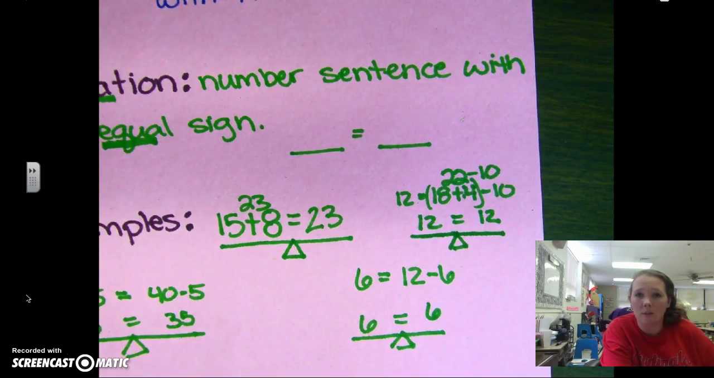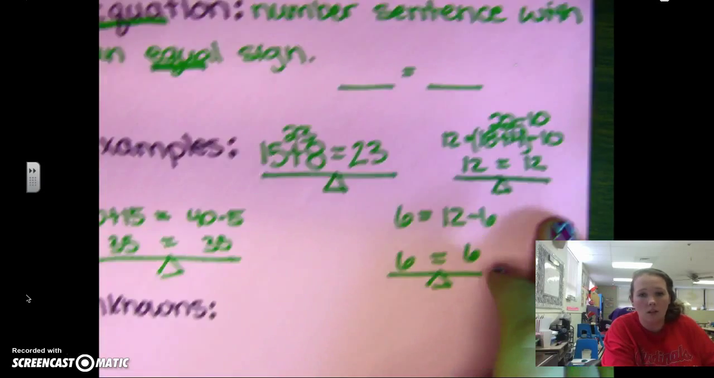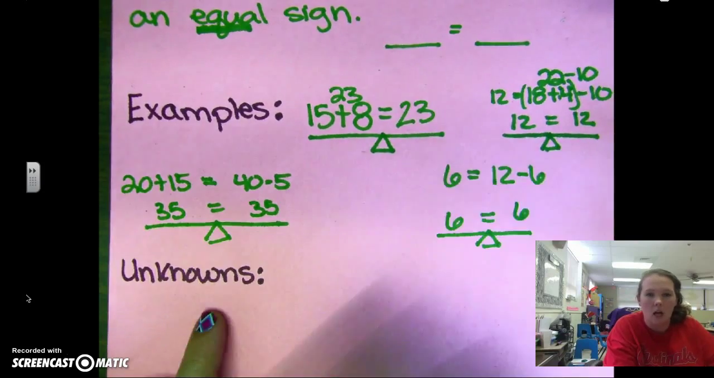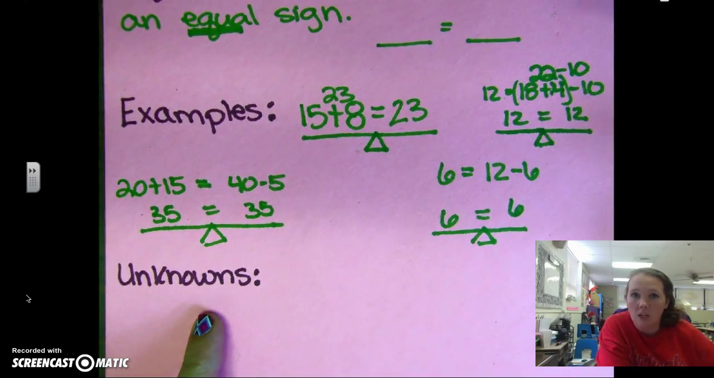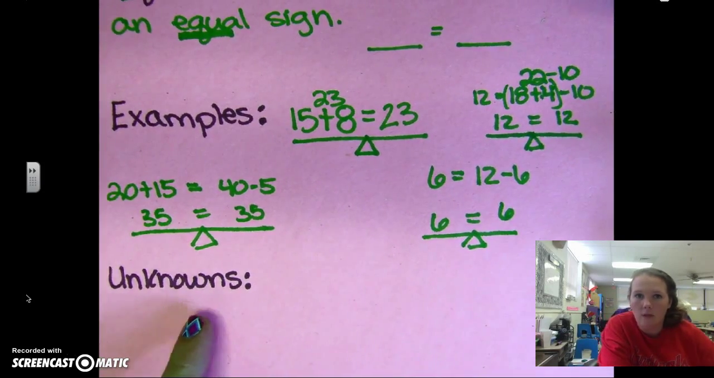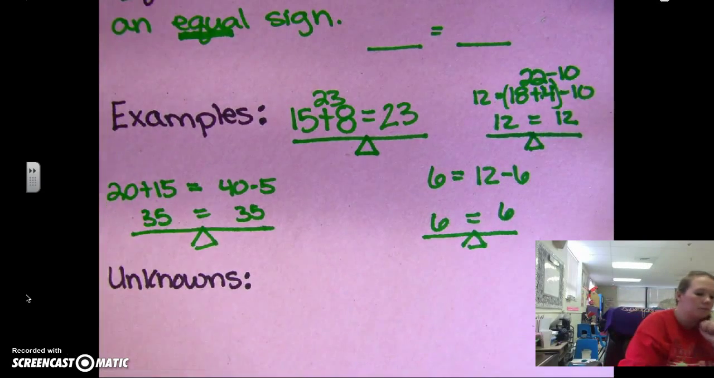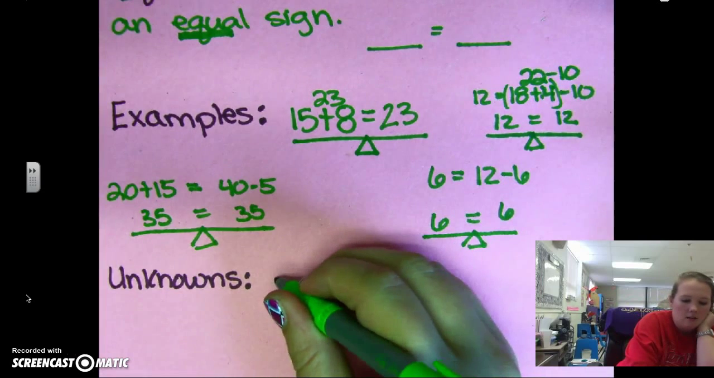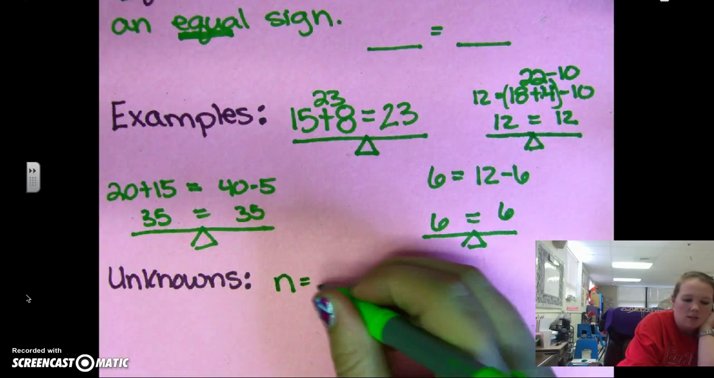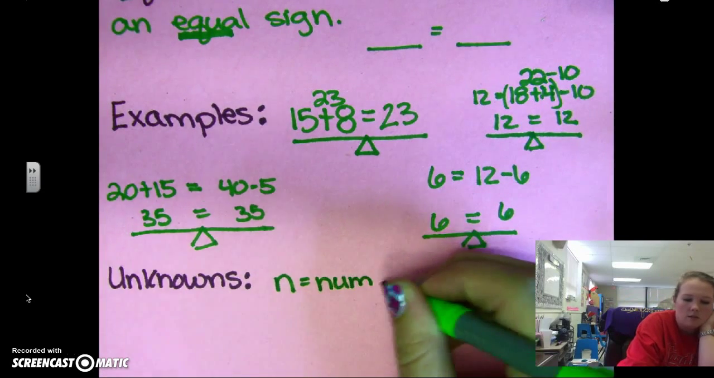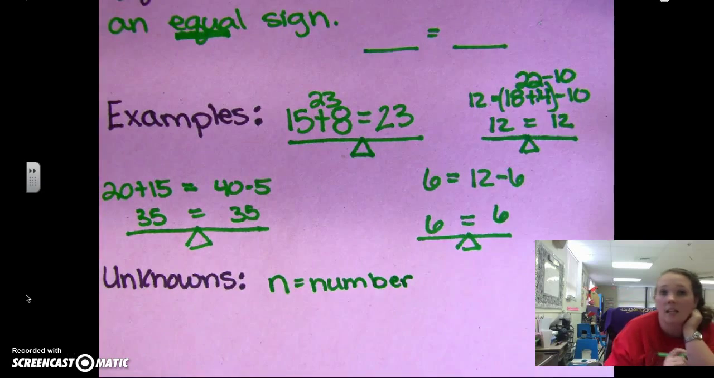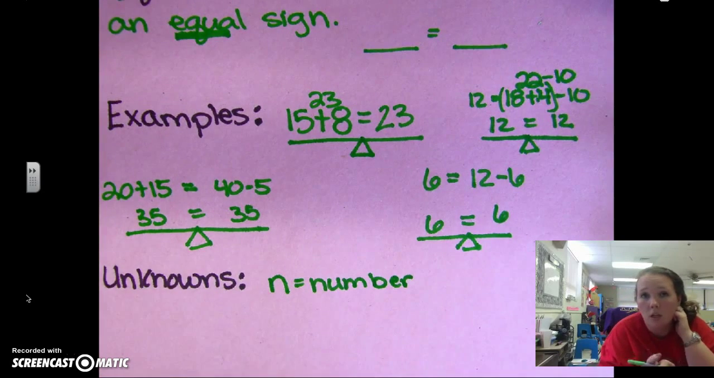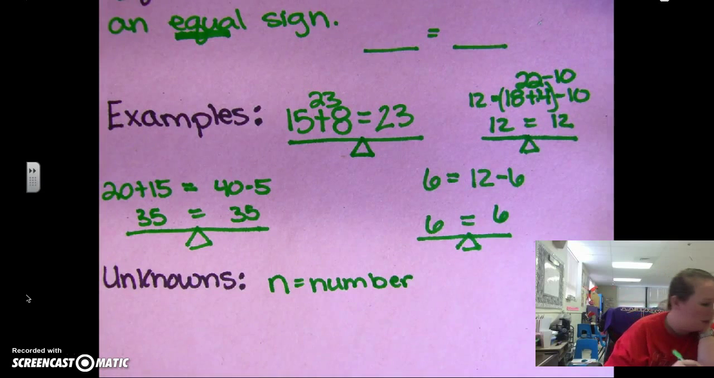Now sometimes you're going to be asked to solve an equation, but there's going to be unknowns, mysterious numbers that you have to figure out. I'll show you an example of what I mean. If you have an unknown, usually it just uses the letter N. N just means number. See, look, I used an equal sign. N is the same thing as a number. Your job is to figure out what N is.